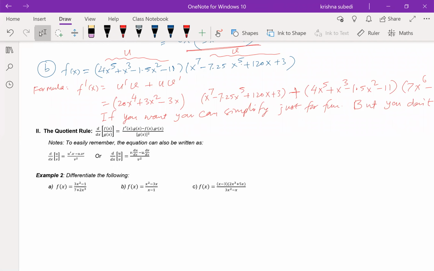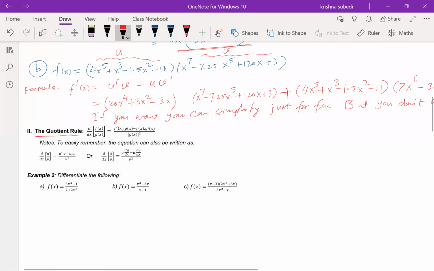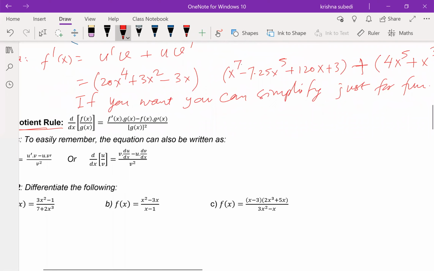So objective number 2 is the quotient rule. Let us focus our attention on the quotient rule. Quotient means division. When two functions are divided, how do we find the derivative? That's the question.